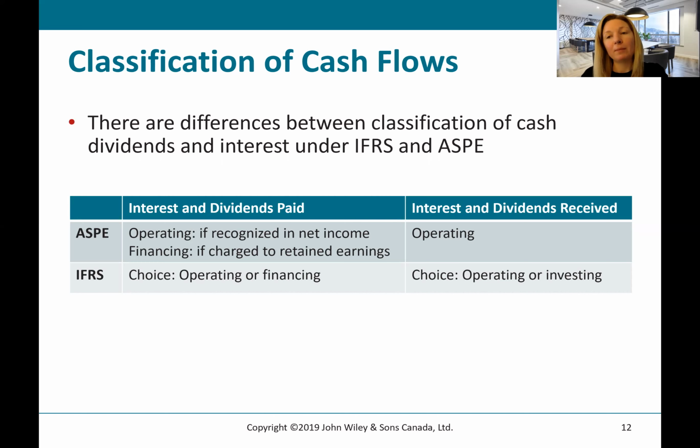And this comes up a few times in the tutorial section, so it's just something that you really want to note. A lot of the times you'll be asked, how would the cash flow statement be different under ASPE? And the answer is, well, under ASPE, you would have to have recognized the interest and dividends paid as operating if it went through net income, and as financing if it went through retained earnings, whereas IFRS allows a company to decide.